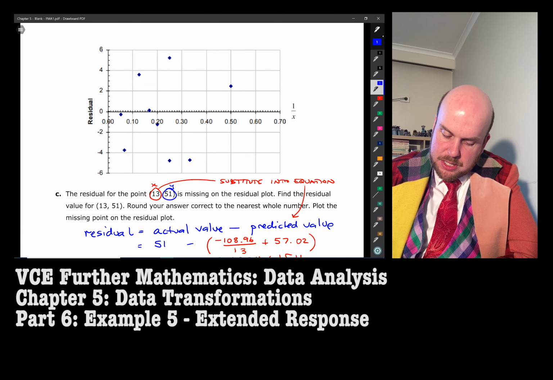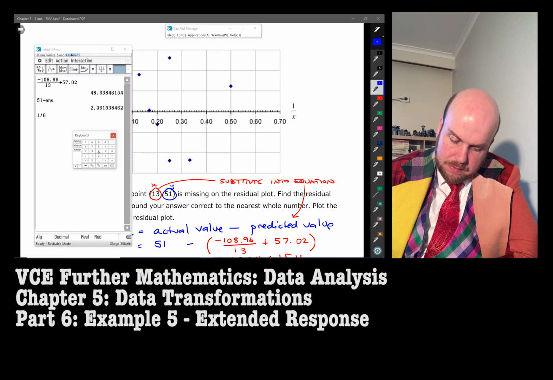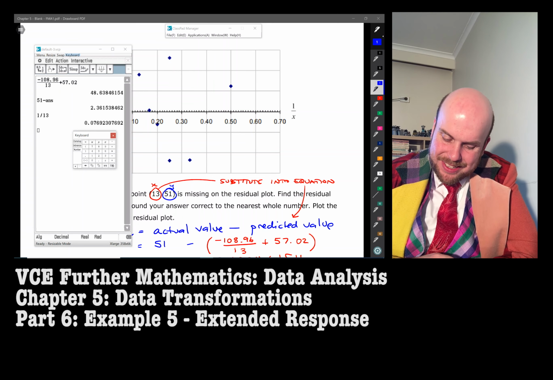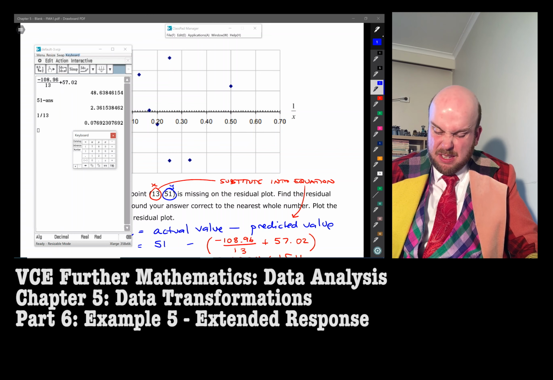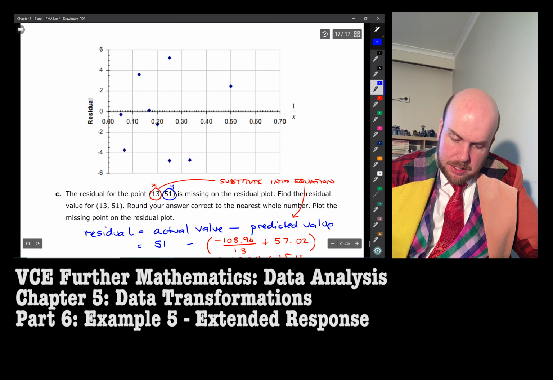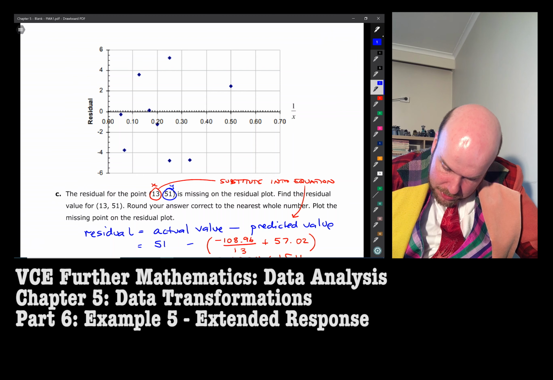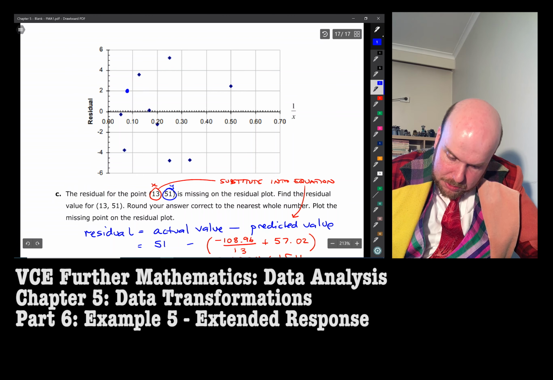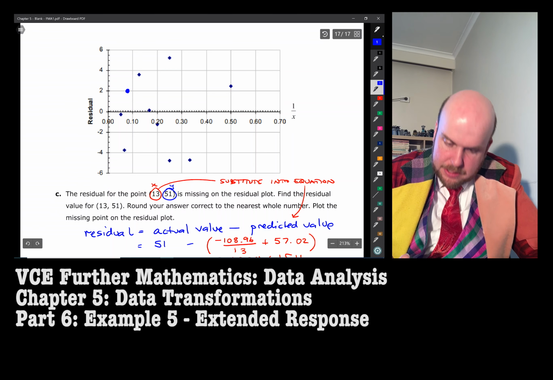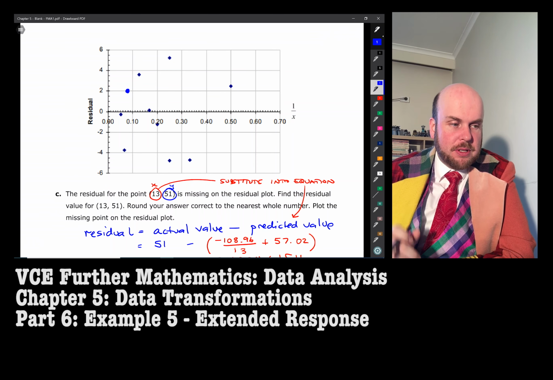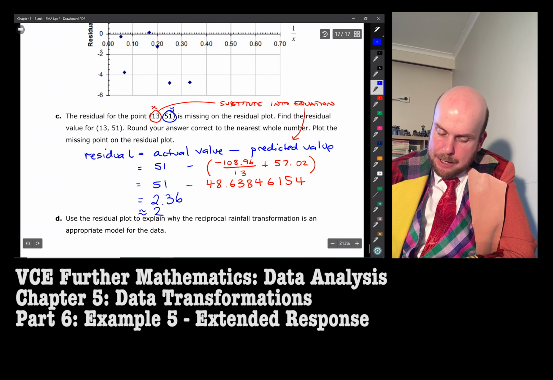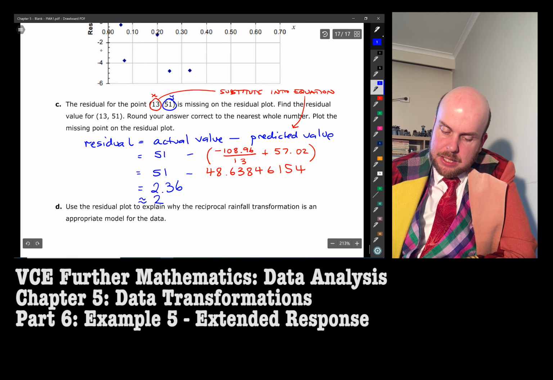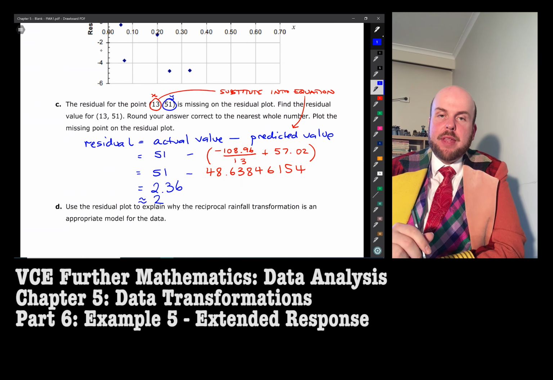So you'll notice there's no 13 along here. 1 divided by 13. So that says 0.0769, so 0.08. So I'm going to look for 0.08, which should be about here, according to my scale, and I'm going to put a big old dot right there. And we can all see it because that dot is so big that it is super clear. So we had to calculate the residual, and then we had to plot it.